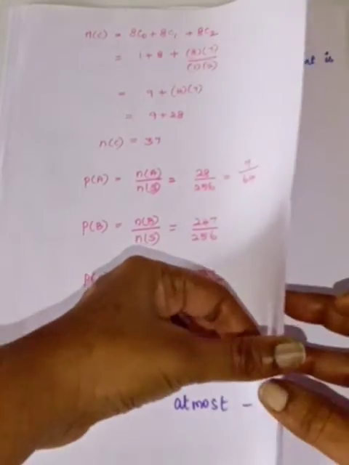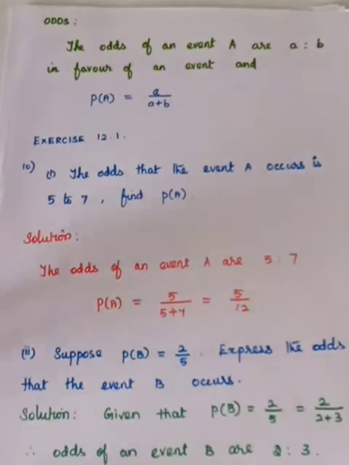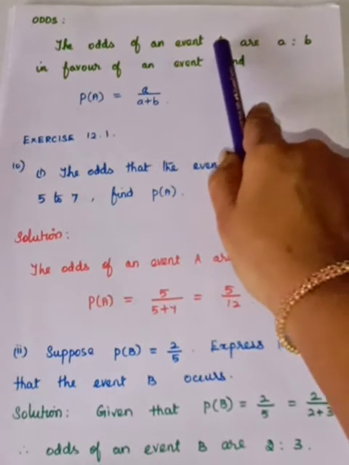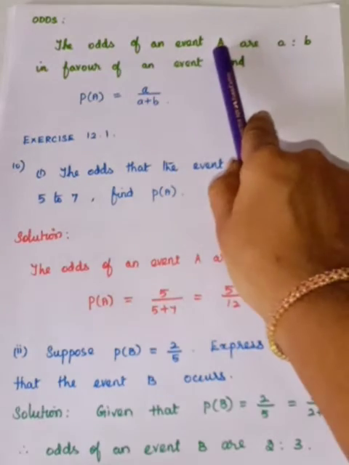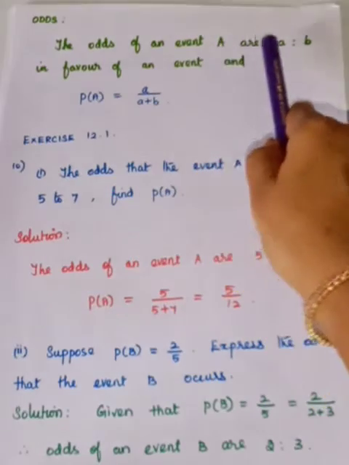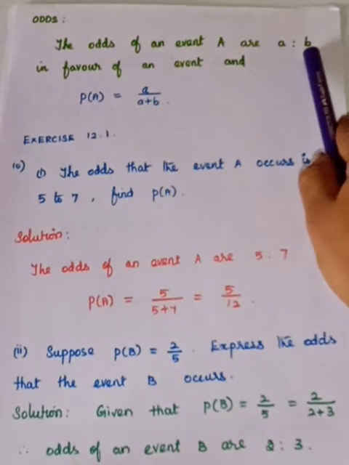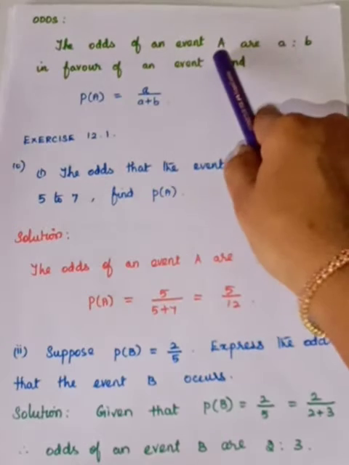Okay, see that. Next one, we are coming to the last topic of exercise 12.1. That is odds. Odds, what is it? Odds relate, it gives the relation of the chances in favor of the event to the chances against it. Okay, now I have taken the event A. So odds of an event means first I have to write the chances in favor of A to the chances against that event.